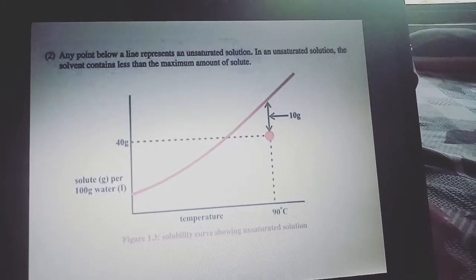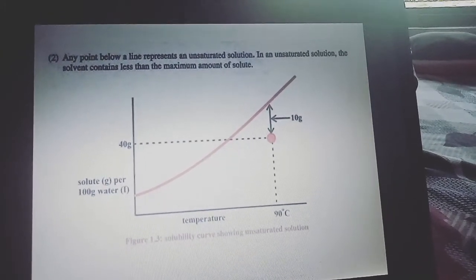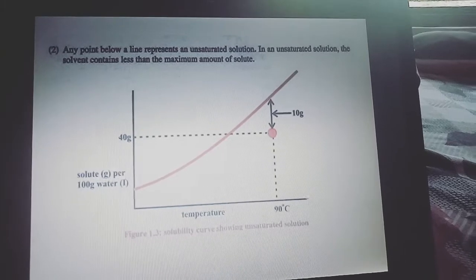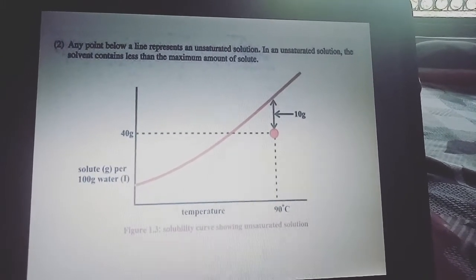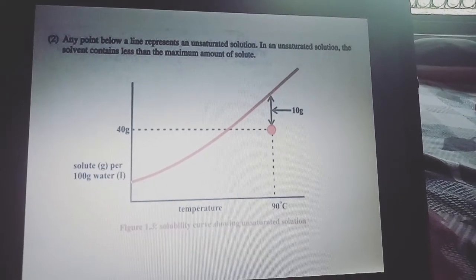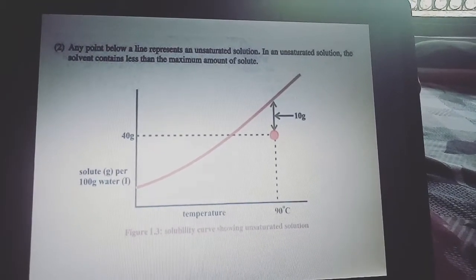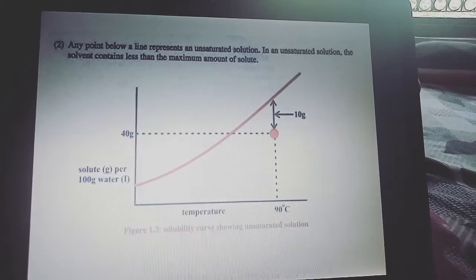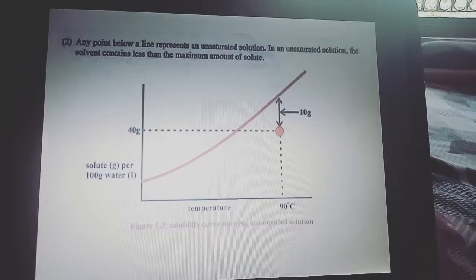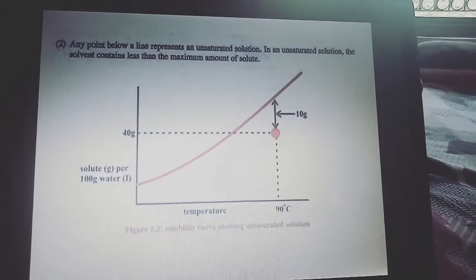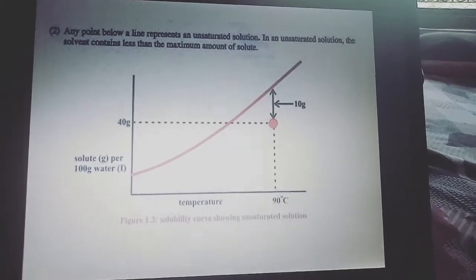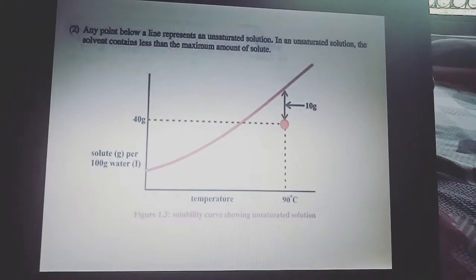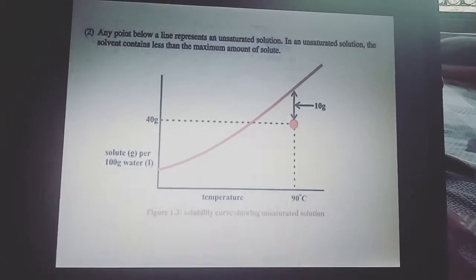Next, this is the solubility curve for an unsaturated solution. On the y-axis solubility is represented and on the x-axis temperature is represented, and this red line is the solubility curve. Any point below the line represents the unsaturated solution. The solvent contains less than the maximum amount of solute. So this is a solubility curve for an unsaturated solution. You can see in this graph.